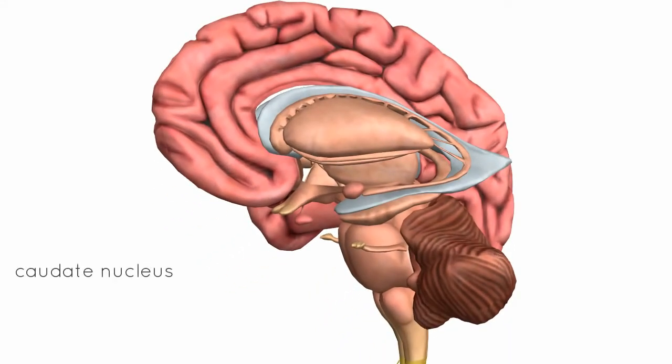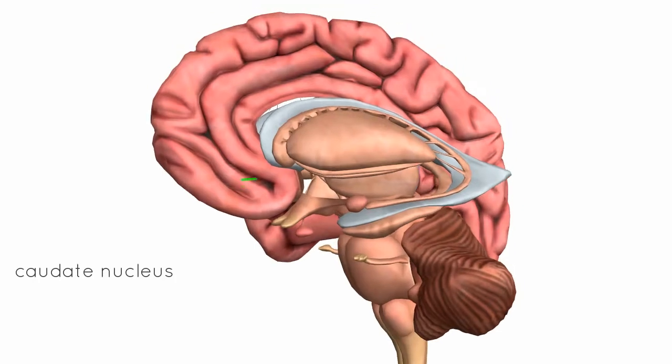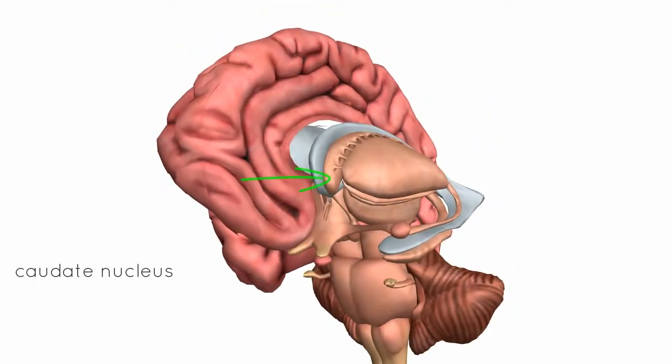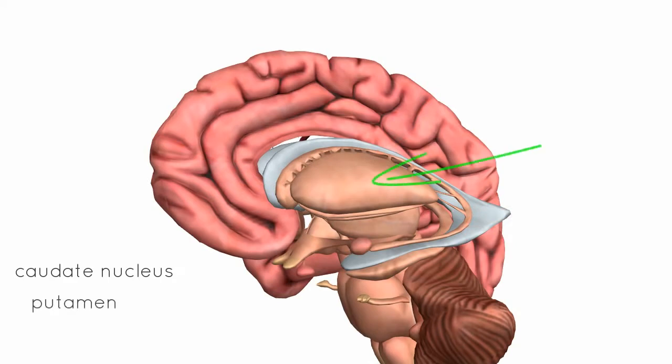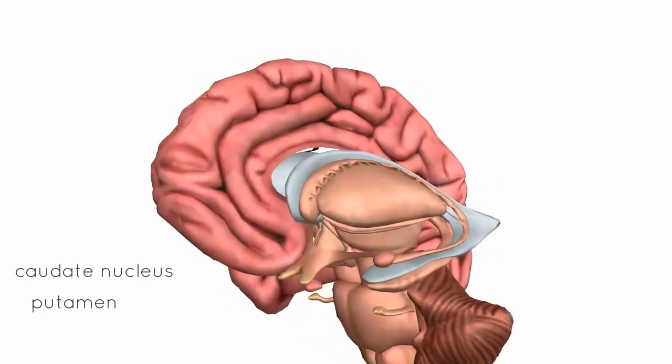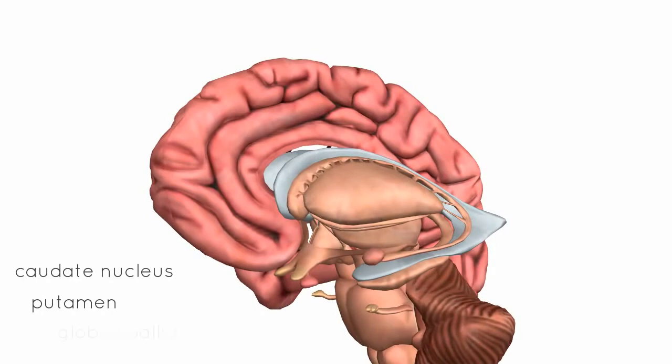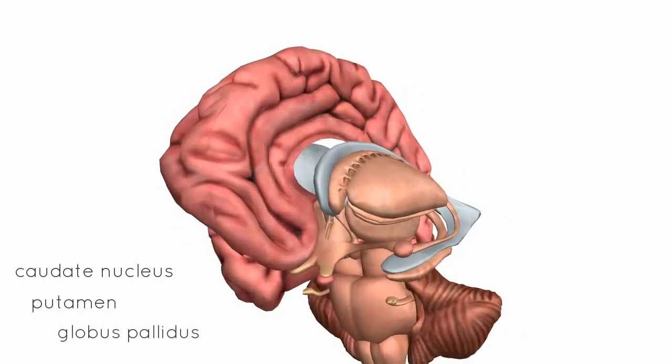You've got the caudate nucleus, which is this structure here. You can see it's got three parts: a head, a body, and a tail which winds around like this. So that's the caudate nucleus. And then outside the caudate nucleus you've got the putamen, this round curved structure. And just sitting medially to the putamen you've got the globus pallidus.